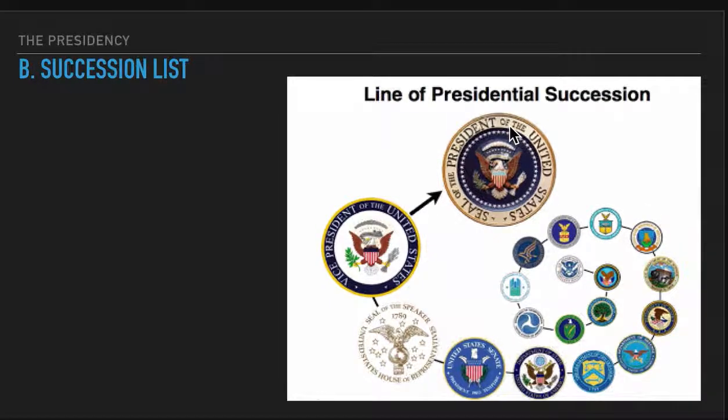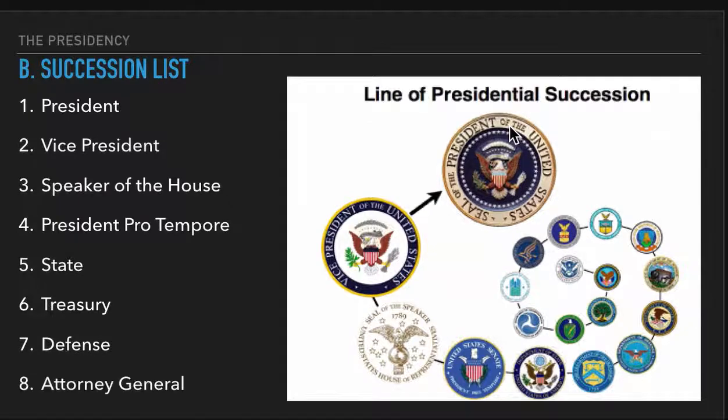Now, the first 8 that I just showed you, I want you to know all 8 of these in the order in which you see them. So make a note, put a little line under number 8 if you need to. You need to know these first 8 in order.